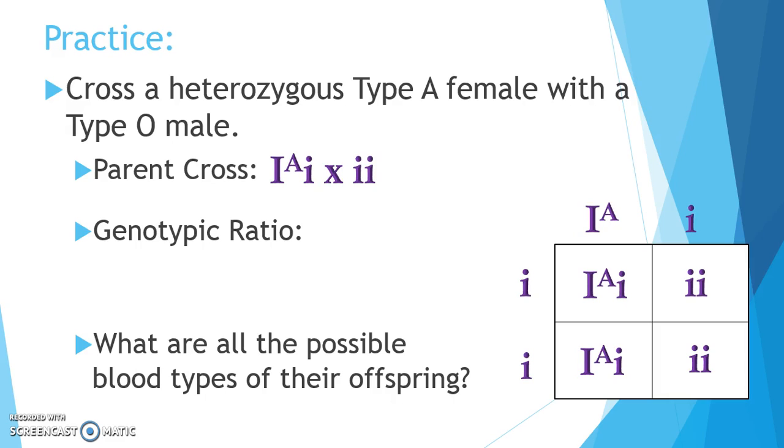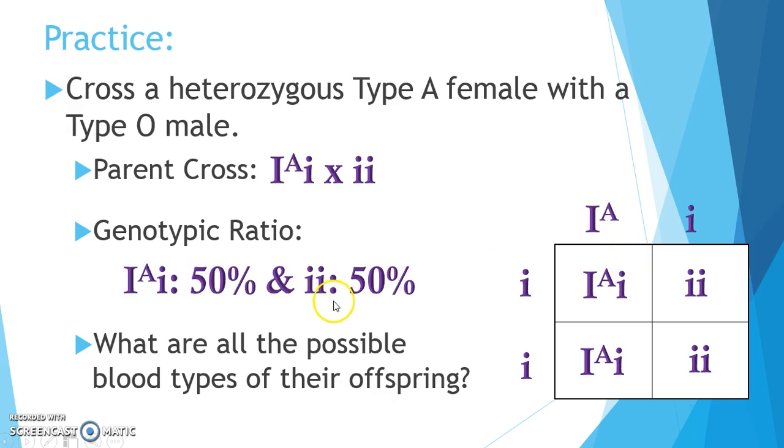So when I figure out my genotypic ratios, I'm heterozygous A, 50%, and homozygous recessive, 50%. What are the possible blood types? Well, when I say blood types, all I want to know is if you have this genotype, what's your blood? Type A. And this one, type O. So the possible blood types this couple can have, they can have babies with type A blood or type O blood.